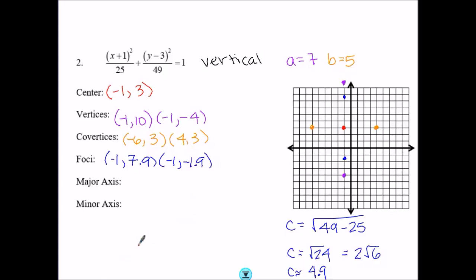Then our major axis is going to be 2a, which is 14, and our minor axis is going to be 2b, which is 10. Then we just connect the vertices and the co-vertices to draw our ellipse.